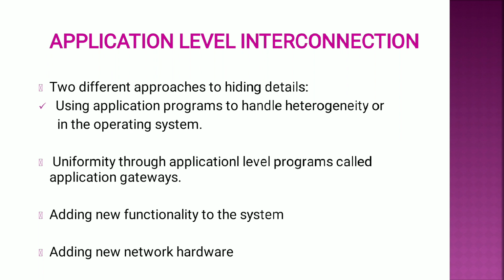So, the next point of this application level interconnection is adding new functionalities to the system. It means building a new application program for each computer. The next one is adding new network hardware. That means modifying existing programs or creating new programs for each possible application. So, this is application level interconnection.